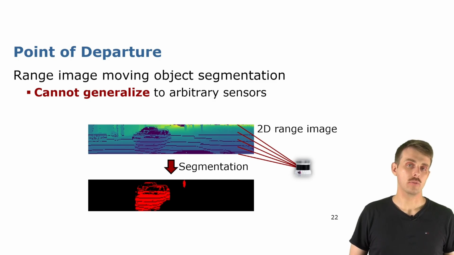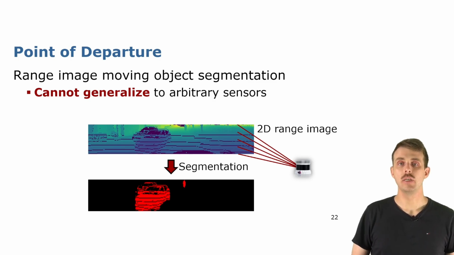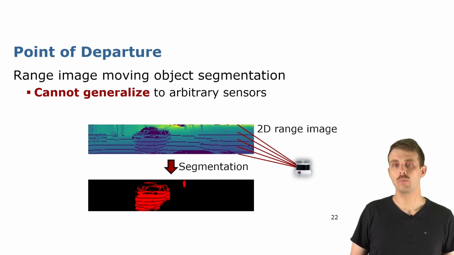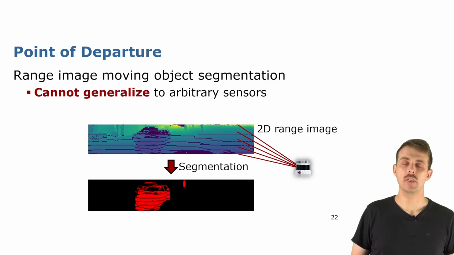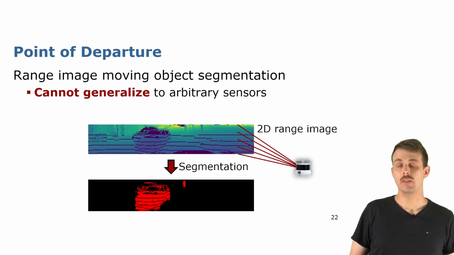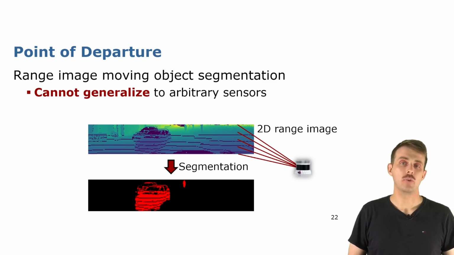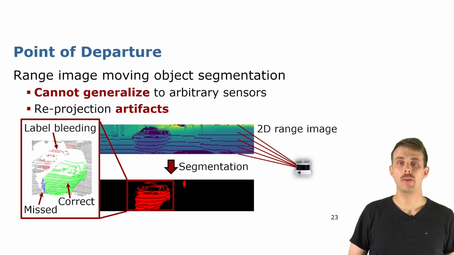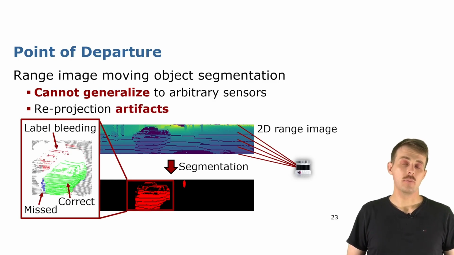However, there's also a drawback for these methods, which is that they usually overfit to the dimensions of the range image, or in general the nature of the range image. Because they're often learning based, so they use training data to do the segmentation, they often cannot generalize to new sensors, because either these sensors have different range images, or the range images look different, or they cannot even deliver a range image because it's not a rotating LiDAR scanner. The other problem these methods often have is that label bleeding occurs.